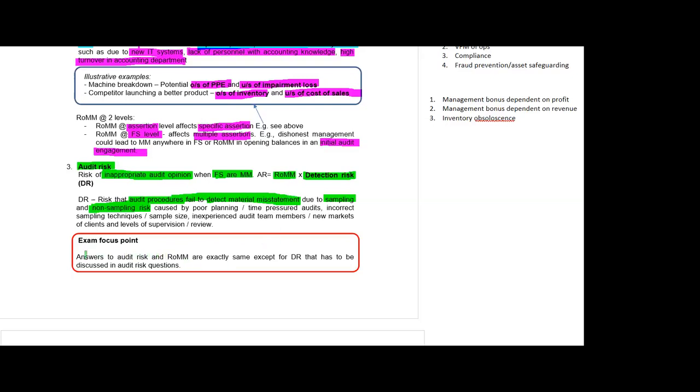Here's an exam focus point for you: answers to audit risk and ROAM are exactly the same, except for detection risk (DR), which has to be discussed in an audit risk question. So if you get a question on ROAM, or a question on audit risk, 95% of the answer would be the same. The only difference is that an audit risk question, besides ROAM, would also require a discussion of some of the detection risks.